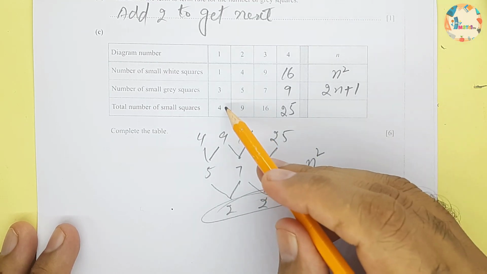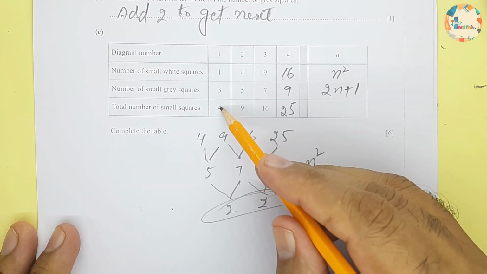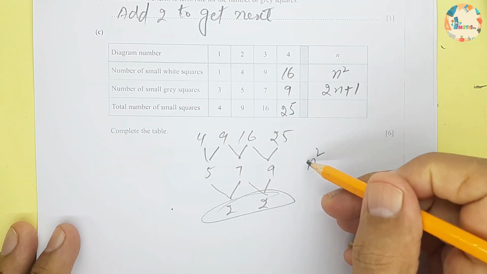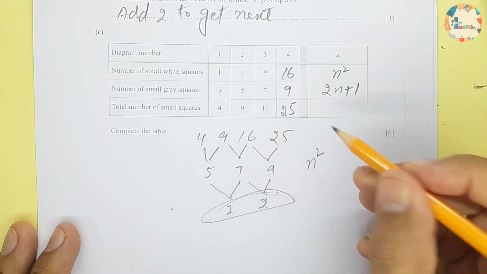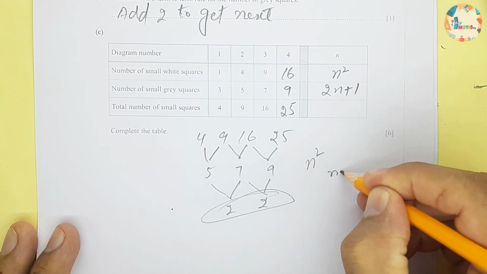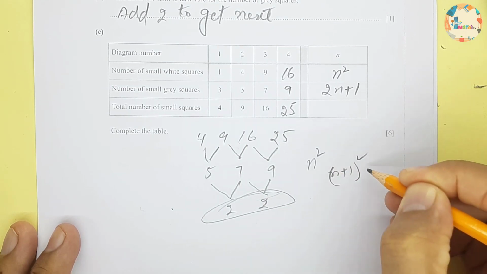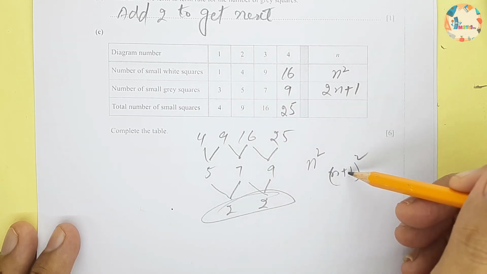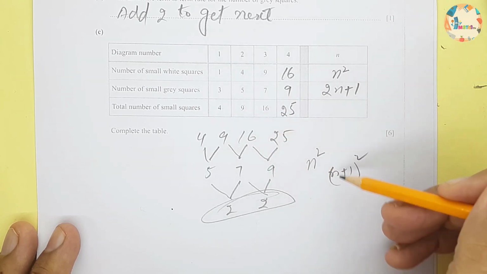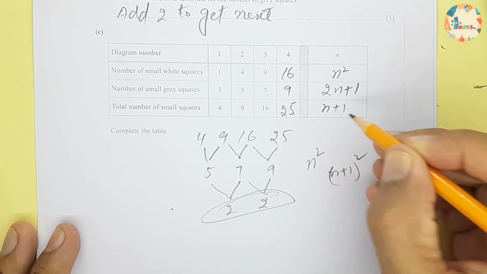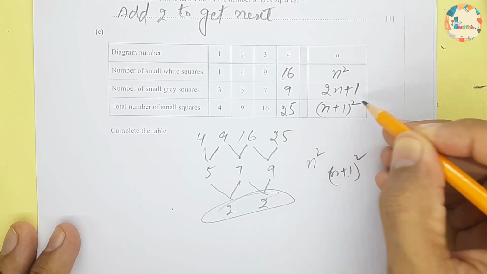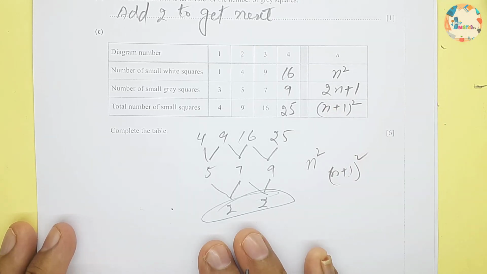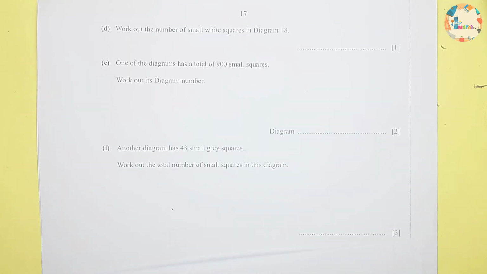So for this one, if we take n equal to 1, it is not giving us the right value, so we'll have to write n plus 1 and take the square. If we take 2, it will be 2 plus 1, which is 3, and 3 square is 9. So this is how we are getting n plus 1 whole square as our answer. Hopefully you got this as well.